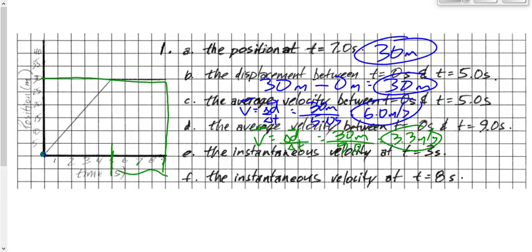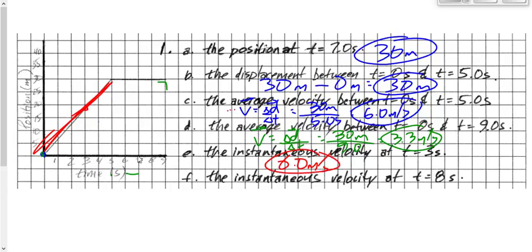Now, what's the instantaneous velocity at 3 seconds? The velocity at 3 seconds. Well, the velocity along here at 3 seconds is going to be the same as the average velocity between 0 and 5, right? So what's it going to be? 6 meters per second. It's the same as this number right here, same as C.